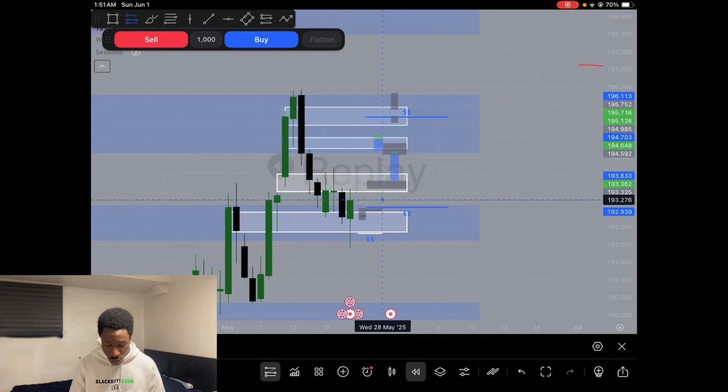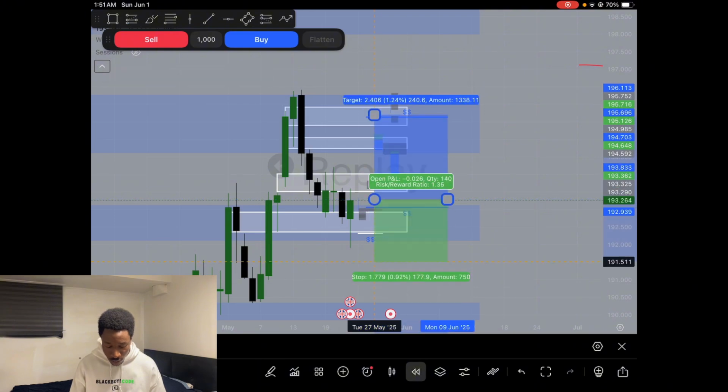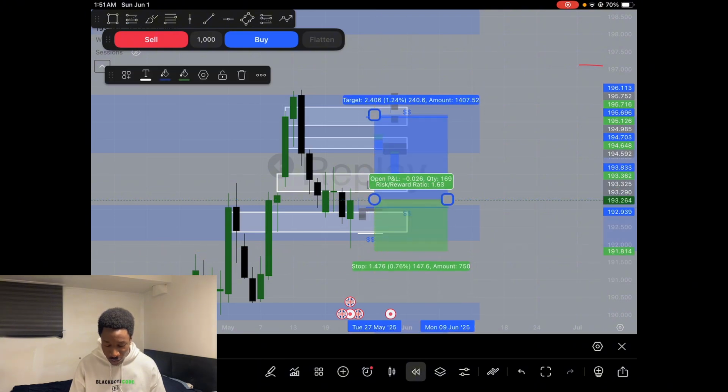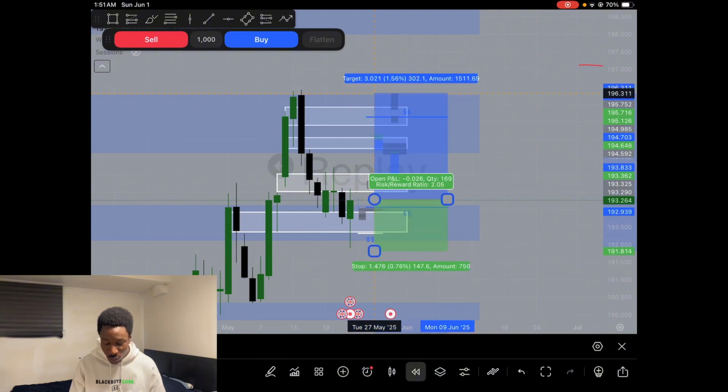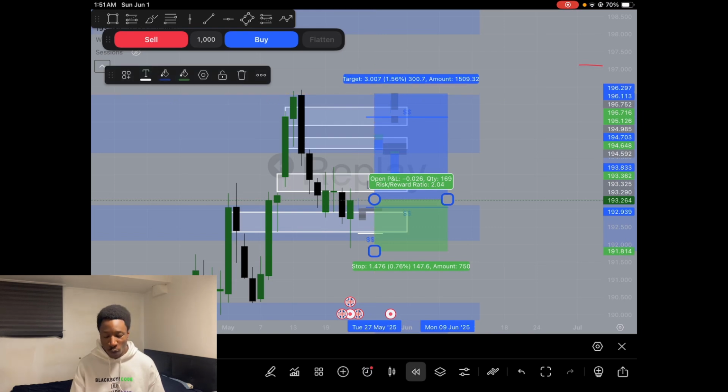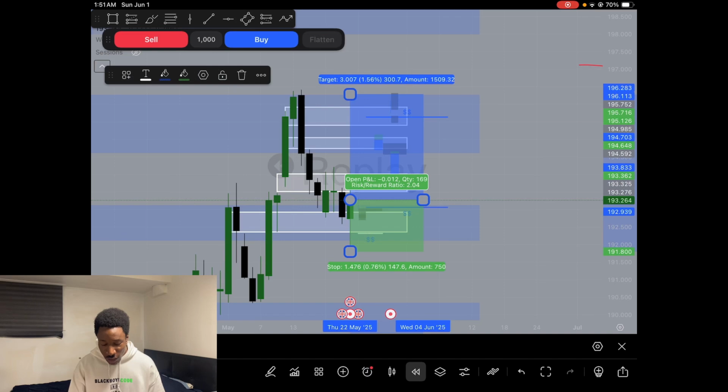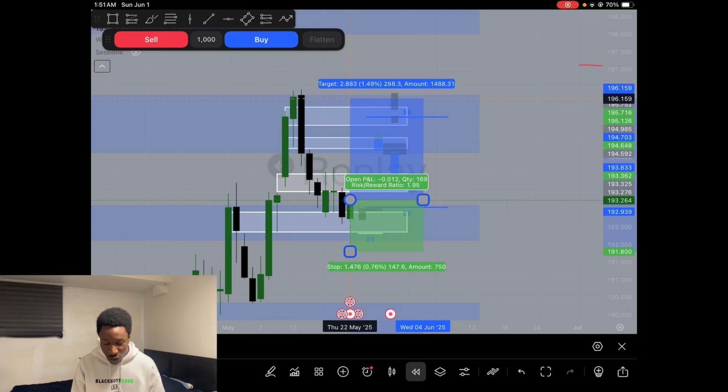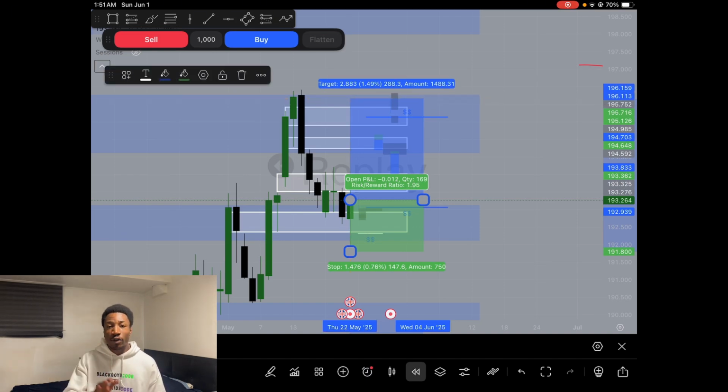What do you do? You put your entry right there, stop loss under that candle, targeting a 1 to 2 risk to reward in the daily time frame. So now we know that the daily has given us an entry, and as you can see, the TP is in the next daily area of interest.